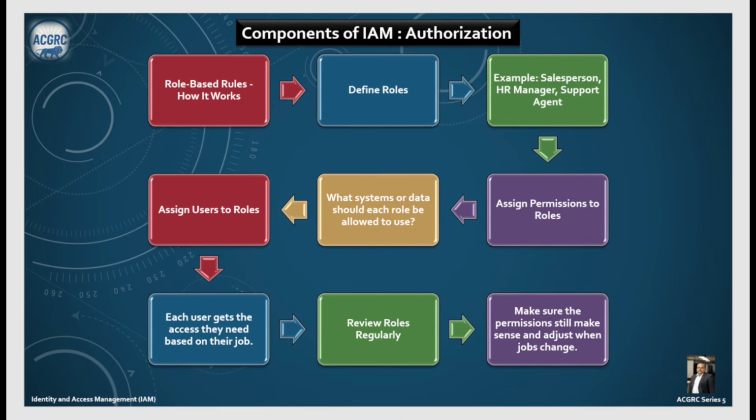What systems or data should each role be allowed to use? Align users to the role, and each user gets the access they need based on their job. Now, post that, review the roles regularly and make sure the permissions still make sense, and adjust when the job changes.